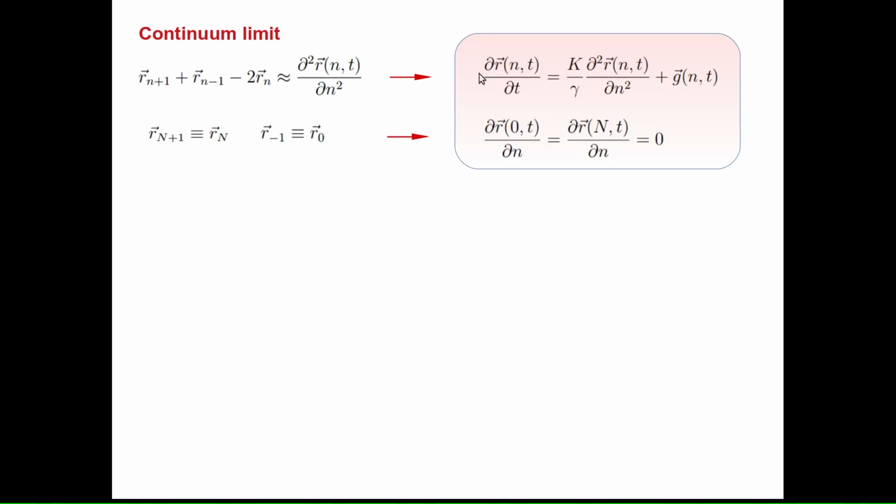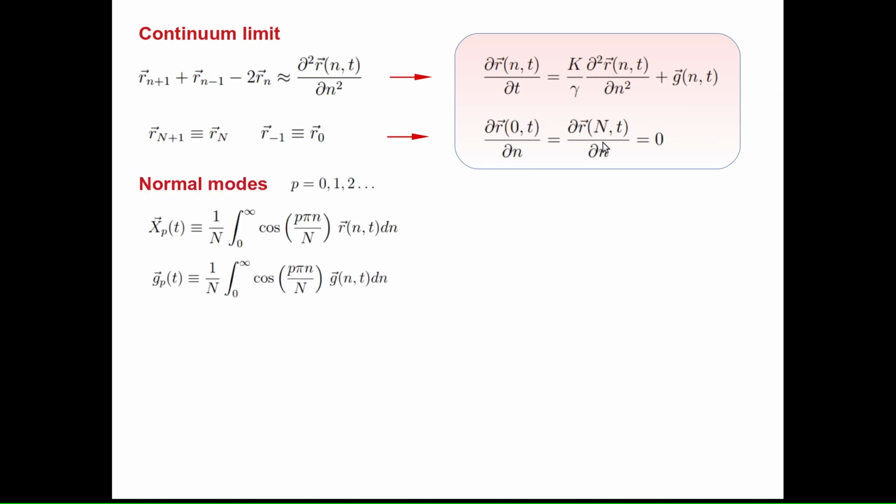First of all, we are going to a continuum limit. So instead of using the discrete variable small n, you realize that this one is a discrete second derivative. So in the continuous limit it becomes a second derivative of R with respect to the index n. Therefore our equations become a bit simpler. And now the boundary condition I'm using imposes, in the continuous limit, that the derivative of R in 0 and in N be equal to 0. Right, so these are the equations that we want to deal with.